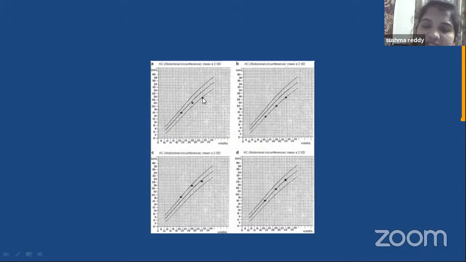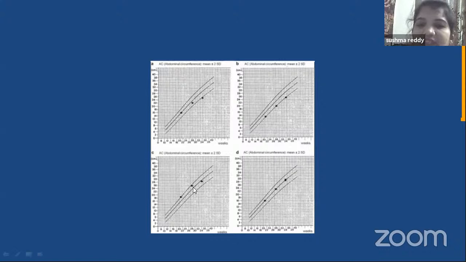Here we have 4 different fetuses plotted on graphs with their abdominal circumference. In the first fetus, initially it was in AGA and gradually it was going into SGA. So this fetus is an FGR fetus. Whereas the second one, all the while it is at the border of going into SGA. So this is the genetic potential of the fetus and it is not going up or down. So regarding these fetuses, we need not be worried and we need not increase surveillance.